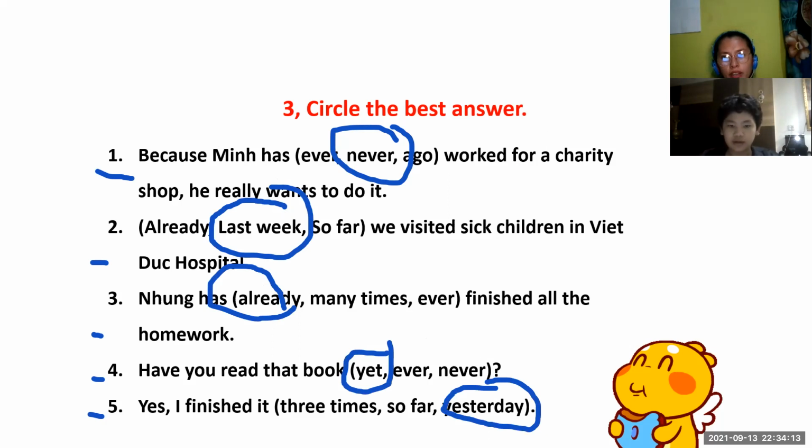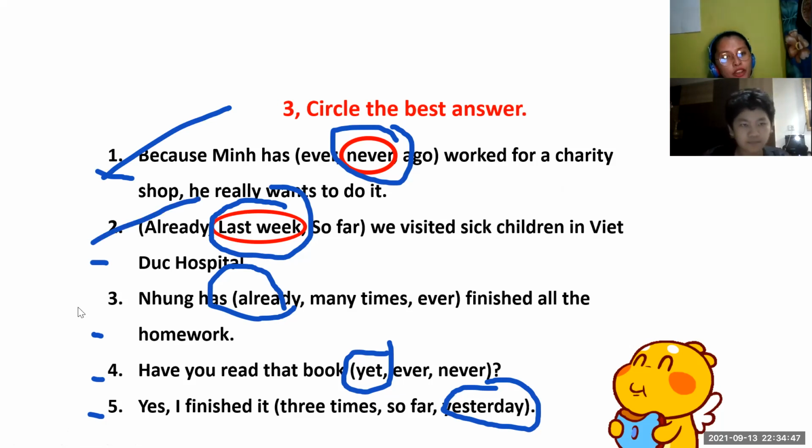All right, so let's check your answer. Matt has never. Okay, good job. Never worked for a charity shop. He really wants to do it. Okay, that's correct. Very good. Next one. Your answer is last week. Great. Last week, we visited sick children in the hospital. All right, another check. Next, number three. Nong has already finished all the homework. Oh, great. That's another check.